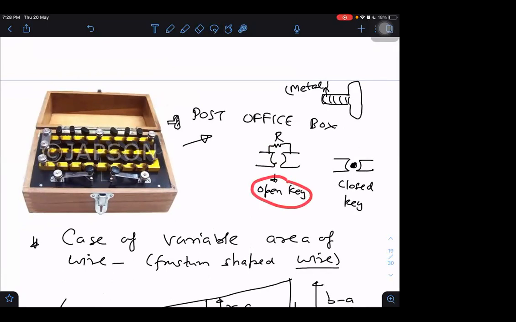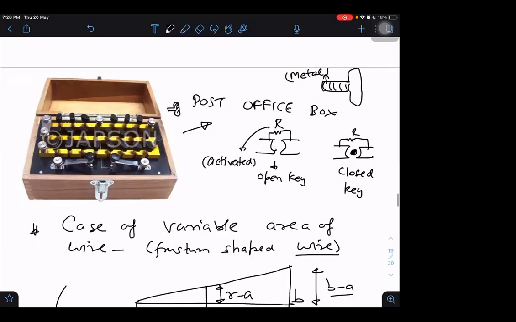By opening it, the resistance becomes activated. What happens to the resistance? It becomes activated. And by closing it, it becomes deactivated, because closing means like a short circuit. So this resistance becomes deactivated. Are you understanding this part?